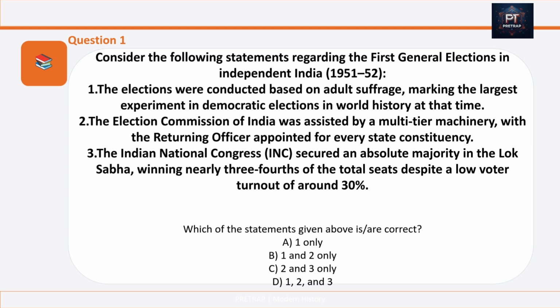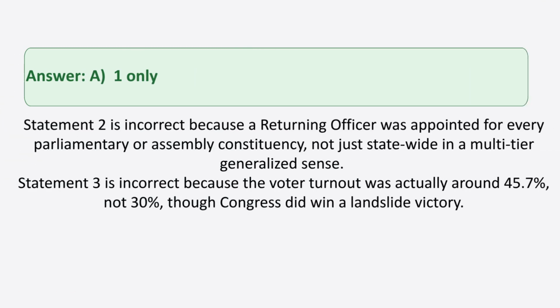Number 3. The Indian National Congress secured an absolute majority in the Lok Sabha, winning nearly 3/4 of the total seats despite a lower voter turnout of around 30%. Which of the statements given above are correct? And the answer is option A, one only is correct.